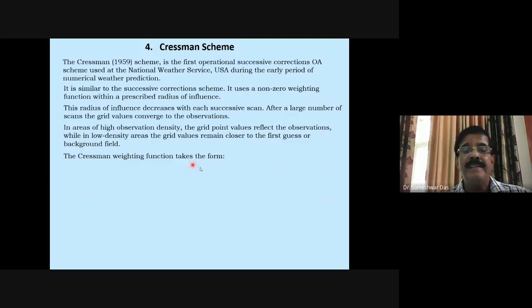The Cressman weighting function takes the form: Wj, the weighting function at any point j, is equal to d square minus r square divided by d square plus r square, for r less than d, where r is the distance between the observation point and the grid point, and d is the radius of the scan. Okay, and Wj, the weighting factor, is equal to 0 if the distance between the observation and grid point is larger than the radius of the scan.